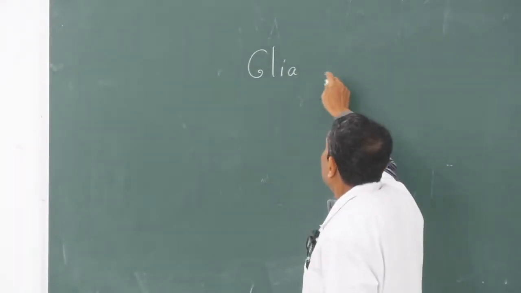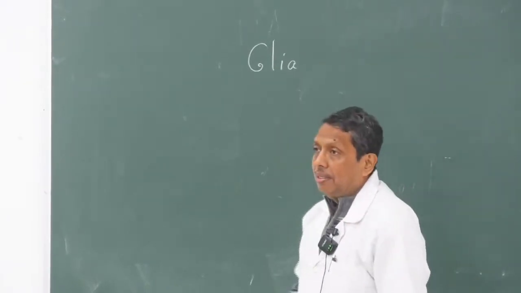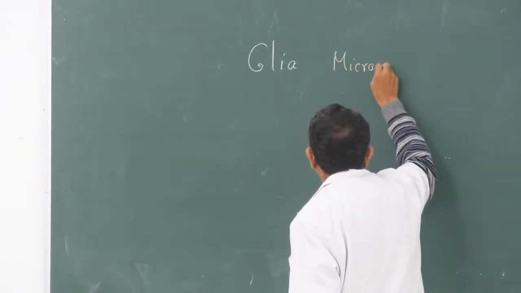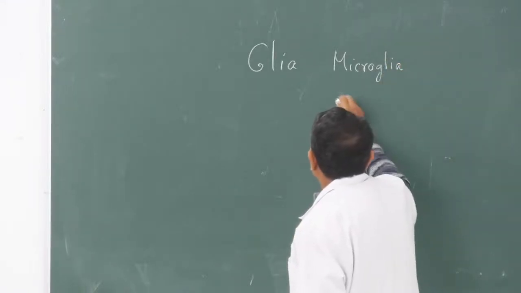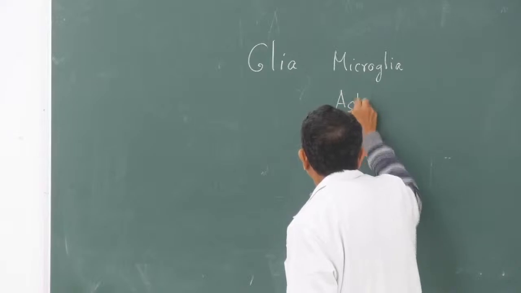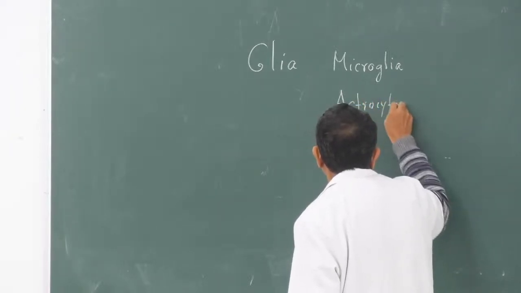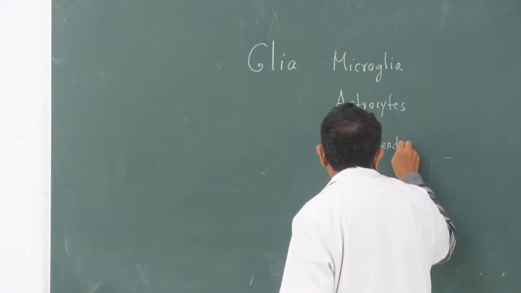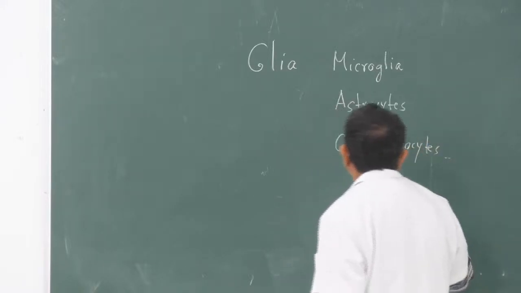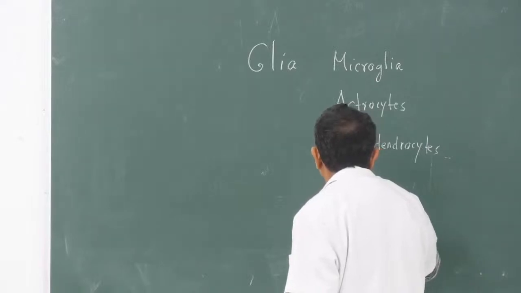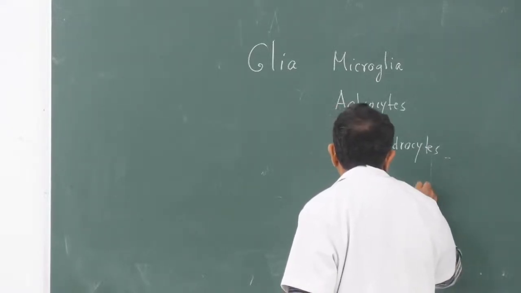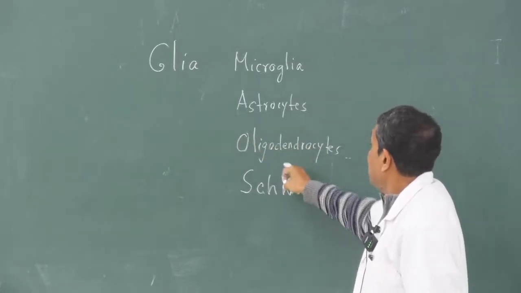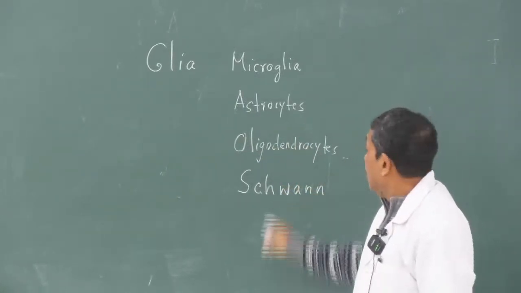Glial cells. Of these, their names are microglia, and other cells like oligodendrocytes and Schwann cells. So there are microglia and the macroglia: astrocytes, oligodendrocytes, and Schwann cells. Some are in the CNS, and some are in the peripheral nervous system.